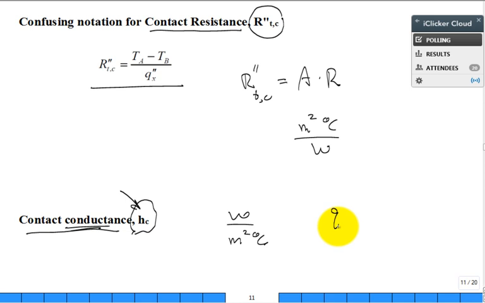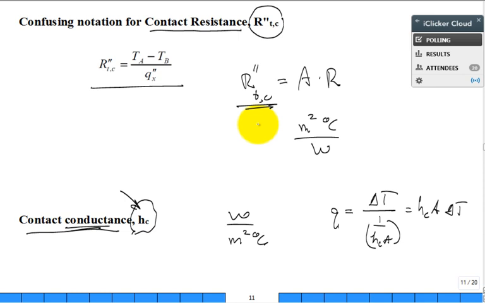So you'd say Q is equal to delta T divided by my H contact A, or I'm sorry, 1 over H contact A, or just put the H contact A delta T. But let's just say that we know that this is what's in our table and discussed in the book, and these are the units for it, and it's really the area times resistance, not resistance divided by area.